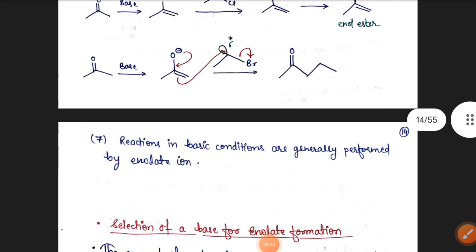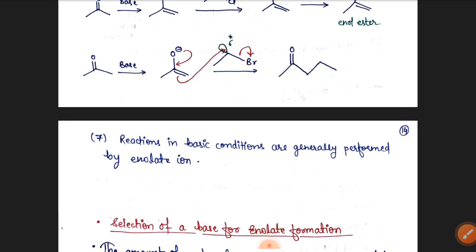Seventh reason, reactions in basic conditions are generally performed by enolate ions. So these are the topics in this class. Basically we covered the equilibrium constant and acid catalyzed and base catalyzed enol formation.